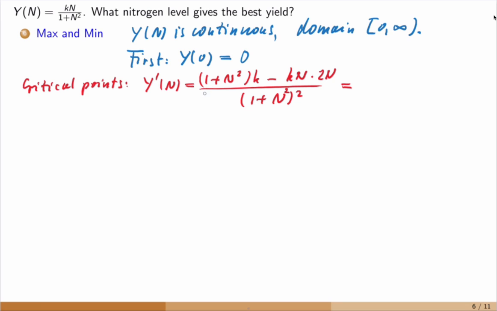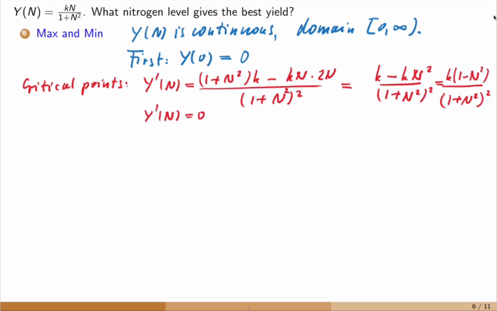Now the numerator simplifies. This is k, and then we have kn squared minus 2kn squared. So this is minus kn squared. And then this equals k times 1 minus n squared divided by 1 plus n squared, squared. Okay. So setting this equal to 0, we get two solutions. The numerator is 0 if n is plus or minus 1. So this implies n is minus 1 or n is plus 1.